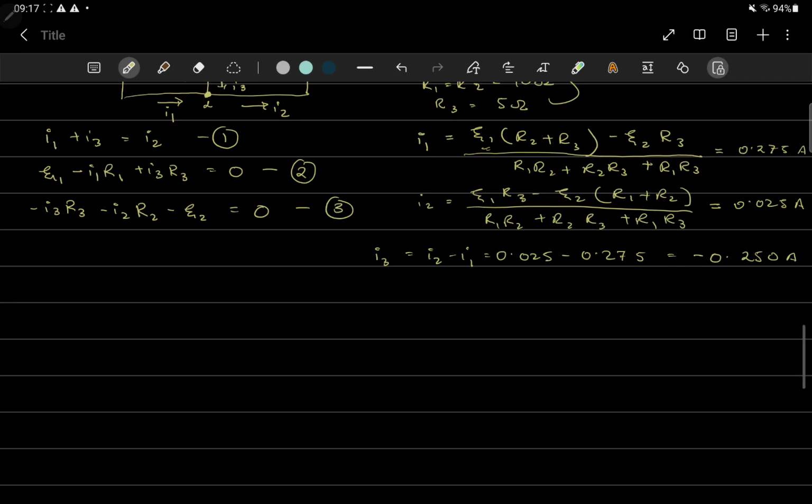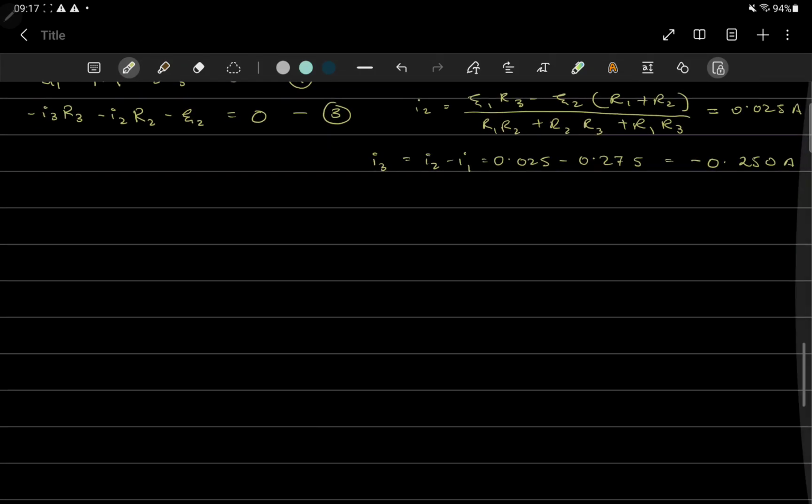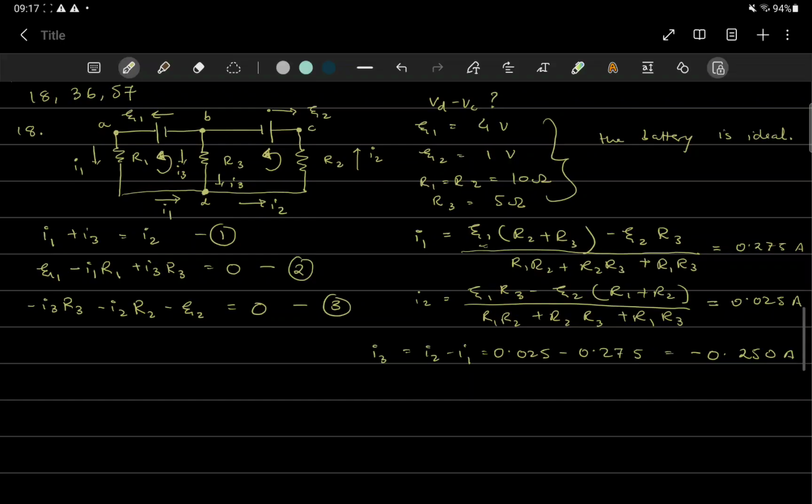So there's a minus in front of I3, which just means that we might have assumed the direction of I3 wrong. That's all. But the magnitude is correct. So now what we have to find is basically VD minus VC, right? So therefore you have to find the potential difference between these two nodes, and of course you can find it through various paths. You can go in this direction or you can go in this direction, just finding out the potential difference between D and C.